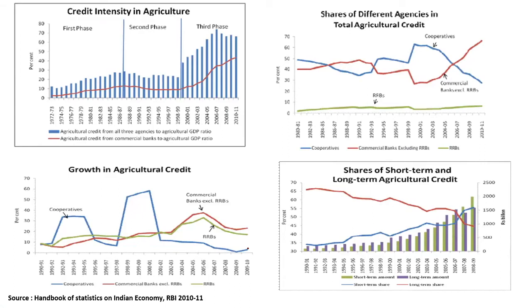So we will just go through some of the graphs which show these increases and the patterns of flow of agriculture credit. In this, you can see the credit intensity in agriculture. In the first phase, it was quite low. In the second phase, it was average. Then in the third phase, it has increased very drastically. Then the growth in agriculture credit: the cooperatives have been increasing and decreasing over the years, but now you can see that cooperatives have declined, and commercial banks and the RRBs have reached great heights recently.